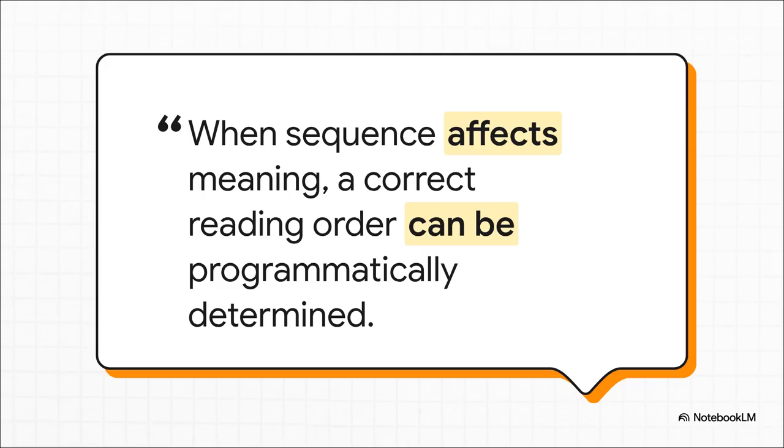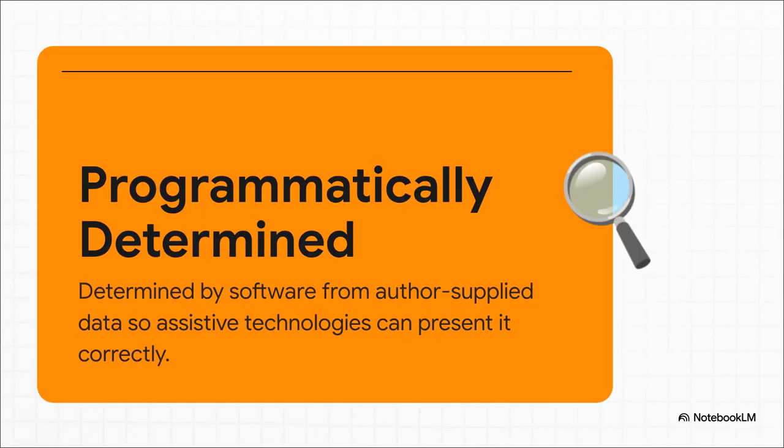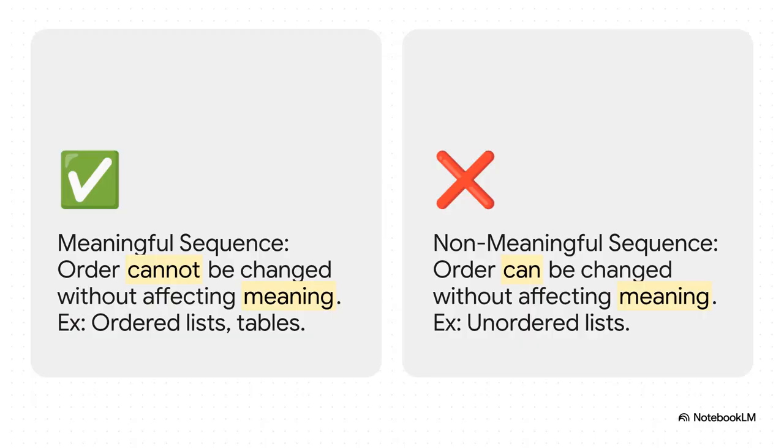It basically says if the order of your content is important for understanding it, like our jumbled sentence, then the code itself has to know the correct order. Let's break that down. What on earth does programmatically determined even mean? Think of it this way. The correct order is baked right into the website's code. It's not about how pretty it looks on the screen, it's about the blueprint underneath. This way, any software or assistive technology can just read that blueprint and present everything in the right order, no guesswork needed.